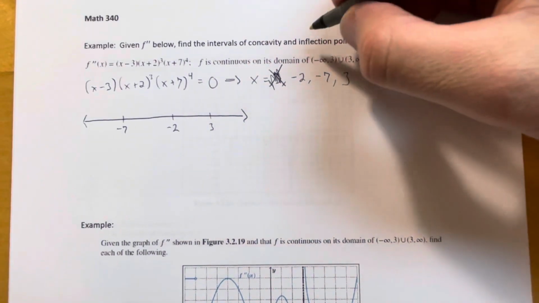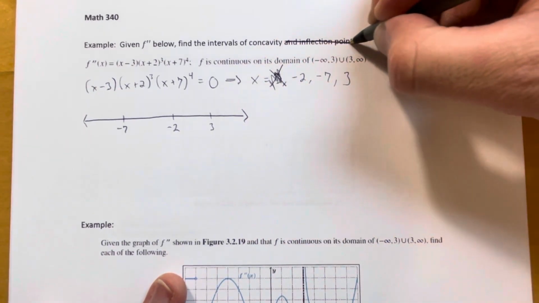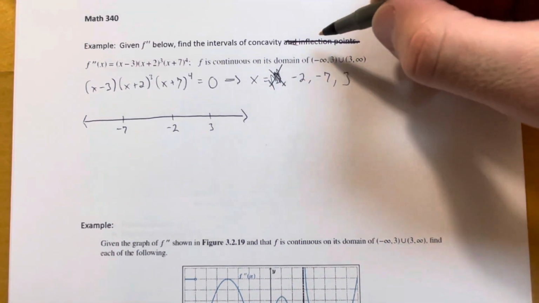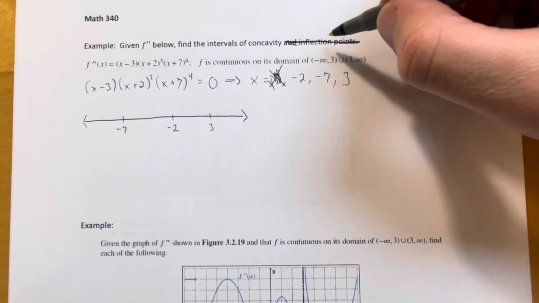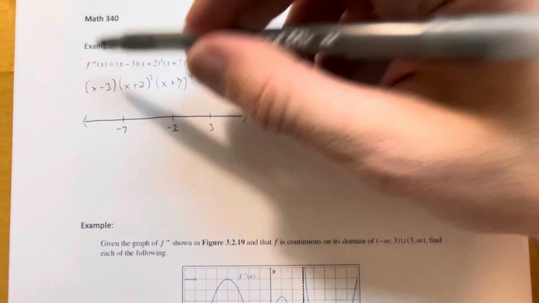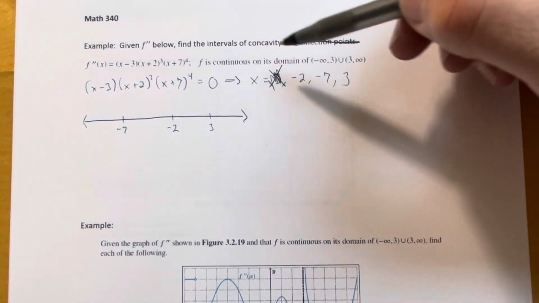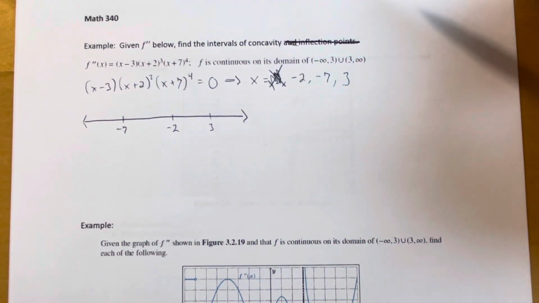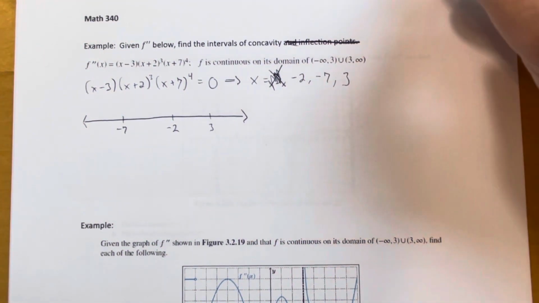I just realized something. We can't find inflection points. I needed to eliminate that from the instructions. We're not quite at that point where we're doing that yet, but the reason we can't find points of inflection is because we don't have the original function f of x to plug our x values into once we identify where those partition numbers are. So I won't be able to get y coordinates for those points of inflection. So I'm going to eliminate that. We're just looking for the intervals of concavity.